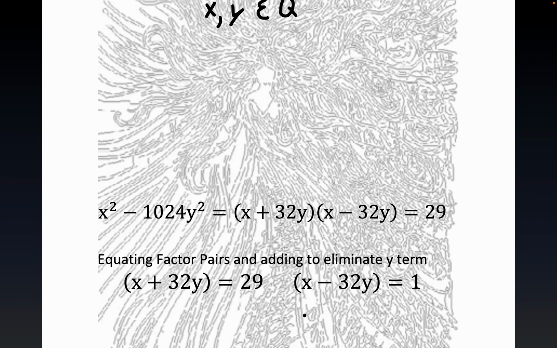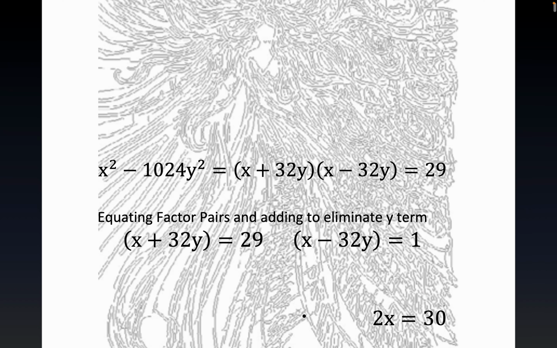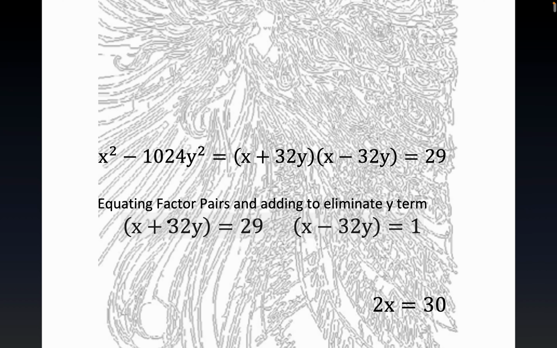Now, you can see very quickly that if you add these two equations together, the 32y term eliminates, okay? And so you get x plus x is the 2x you see right here, and then 29 plus 1 gives you 30. And of course, this indicates right here that x is equal to 15. Now, x is an integer, but it's also a rational number, and it's positive, right? So x equals 15, okay?